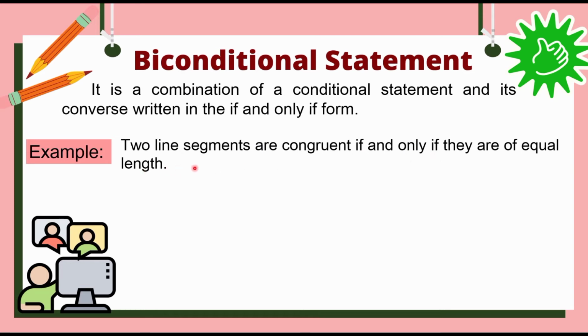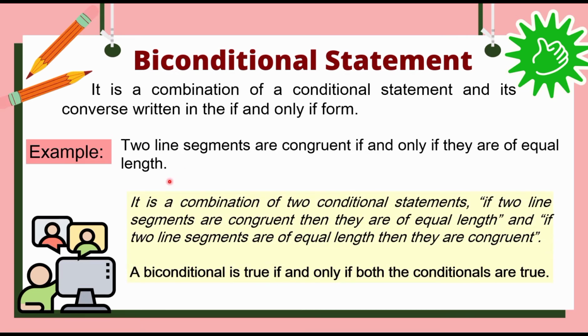So let us assess how this biconditional statement was created. It is a combination of two conditional statements. Our first statement is, if two line segments are congruent, then they are of equal length. As you can see, we use the words if and then. In this case, we have the hypothesis, if two line segments are congruent, and our conclusion, they are of equal length. Now, let us have the converse statement.